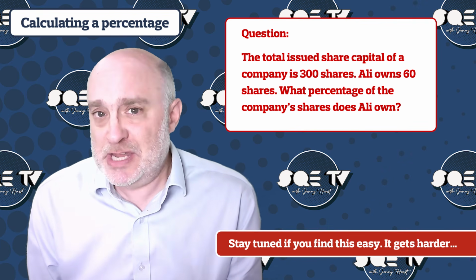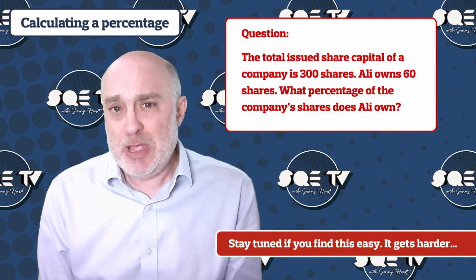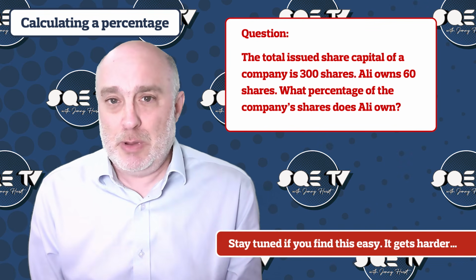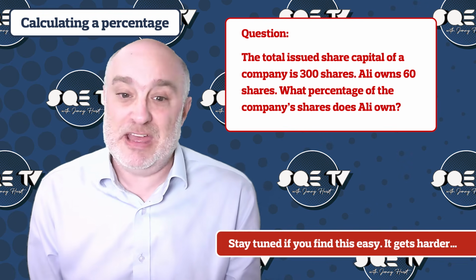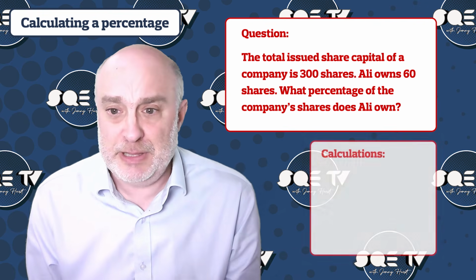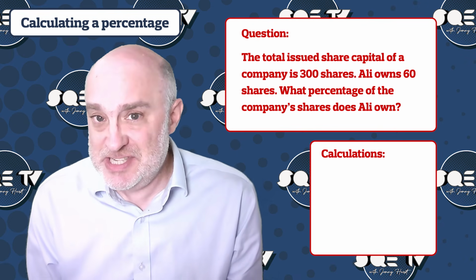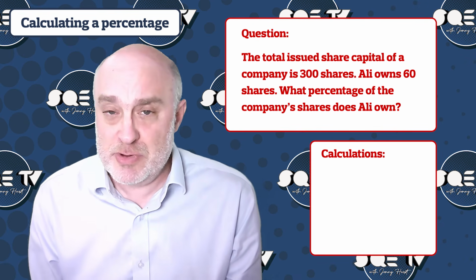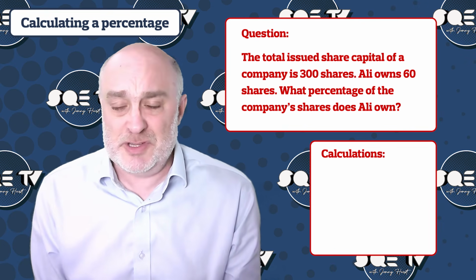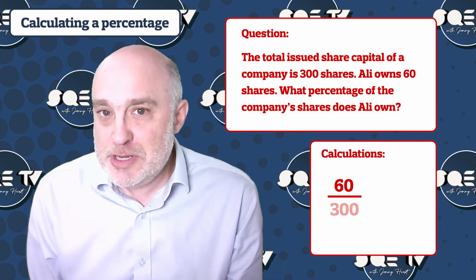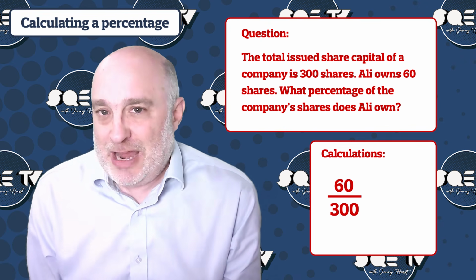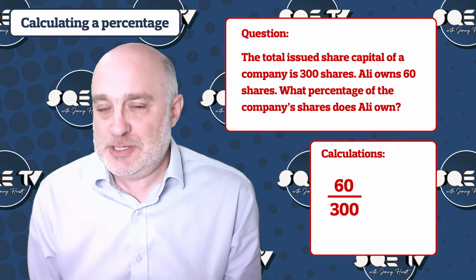So, simple percentage calculation that we need to do. And what we need to do first of all is to set out and show, by way of the mathematical equation effectively, Ali's shares in relation to the total number of shares in the company. Well, we know that Ali owns 60 shares and we know that there are 300 shares in the company. So we can express it as a fraction of 60 divided by 300. 60 300ths effectively. And that is the fraction that he owns in the company in terms of the shares.